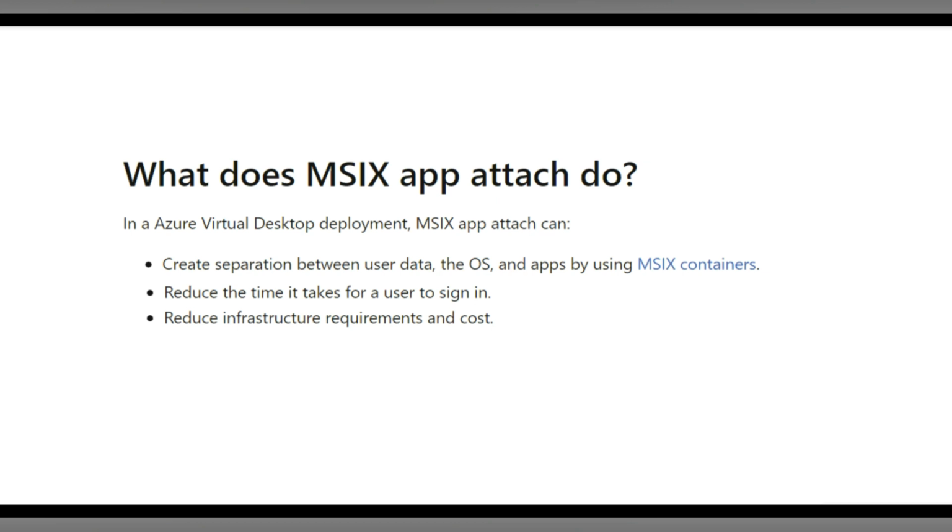Third one is reduce infrastructure requirement and cost. This is very important. When we compare with the traditional solution such as VMware App Volume or Citrix App Layering, it requires a lot of infrastructure and lot of effort and time to build the infrastructure in your data center or public cloud. However, MSIX App Attach, it is inbuilt with Microsoft Azure Virtual Desktop. It requires a very minimal time and effort as well as cost to deploy and implement.